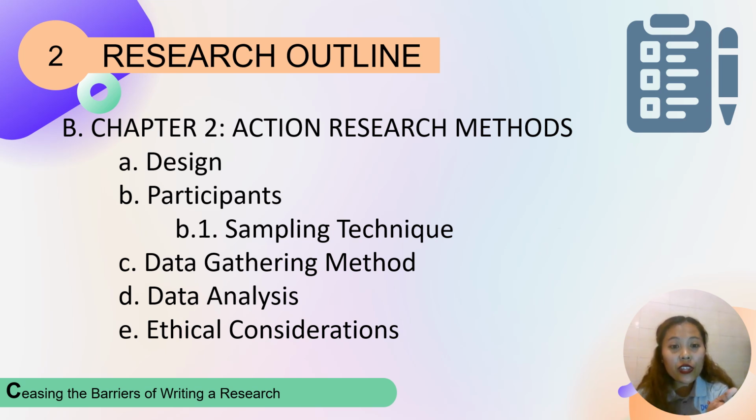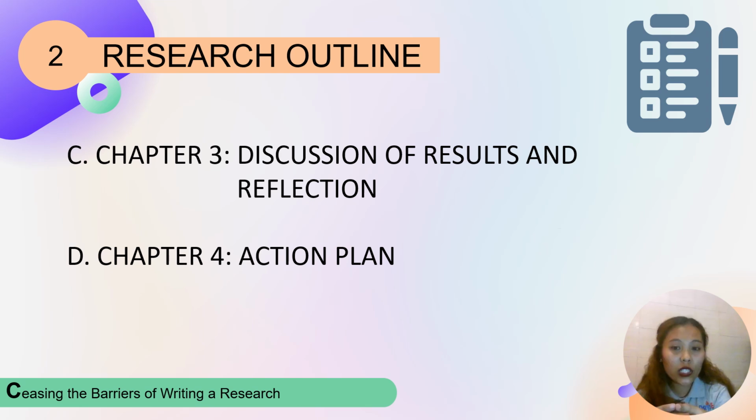Okay, for chapter 3, it is now the part where you're going to discuss the results and reflection. And chapter 4 is your action plan. Since it's an action research, you really have to make an action plan on how to share it, how to implement it, and how to disseminate it to your colleagues. As you can see, we only have 4 chapters in action research compared to basic research. Meaning this is more direct and concise. It's much easier than the basic research, and it also takes a shorter period of time to accomplish. Action research usually is done within 6 months.